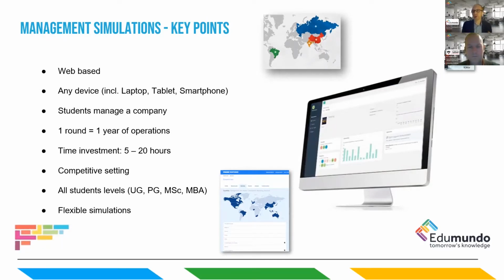Students will manage a company with teammates, their fellow peers, usually in teams of about 4 or 5. They'll take over an existing virtual company, and they'll manage that through a series of rounds, where one round equates to 1 year of operations in the simulation. Usually that's mapped onto an existing course, so one round is usually played within 1 week of study across a number of weeks.